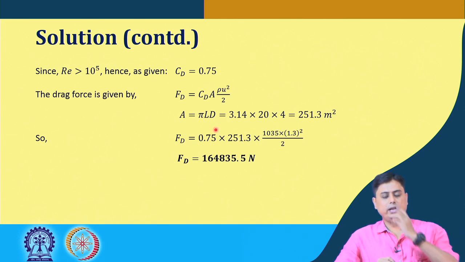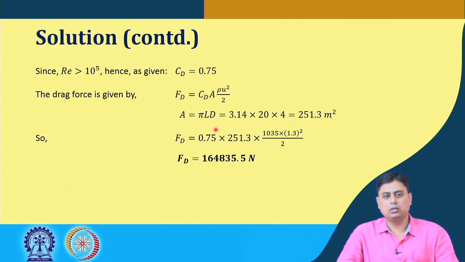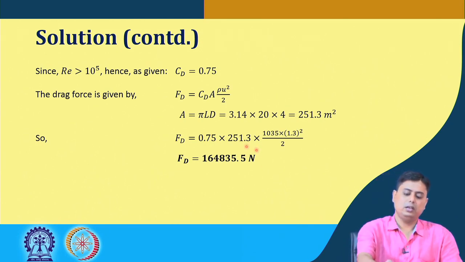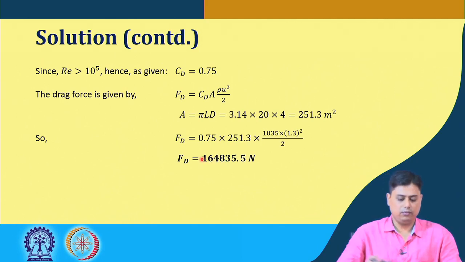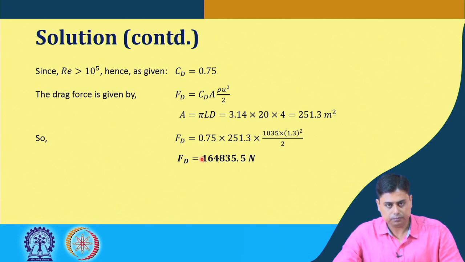Okay. So, it is a kind of, let us say the submarine is going through the water, okay, with a velocity of 1.3 meter per second or something like that. So, then it has its surface area on which the drag force is acting. So, accordingly the area is calculated and the drag force is calculated, which is around this value 1.6 into 10 to the power 5 Newton.